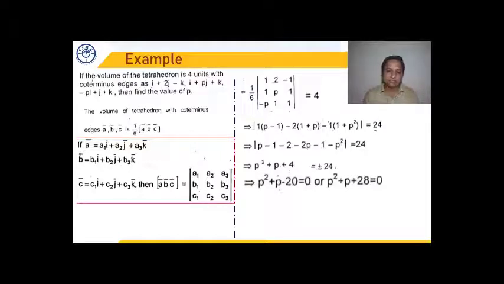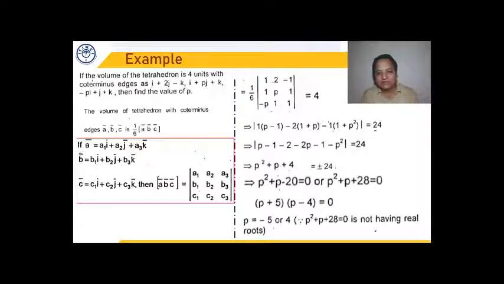So we take plus 5p and minus 4p. Sum we require is plus p. So 5p and minus 4p multiplied becomes minus 20p squared, and the sum becomes plus p. So (p + 5)(p - 4) = 0, so the value of p comes out to be minus 5 or 4.